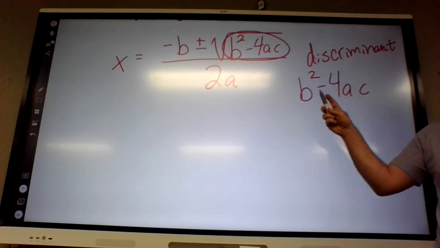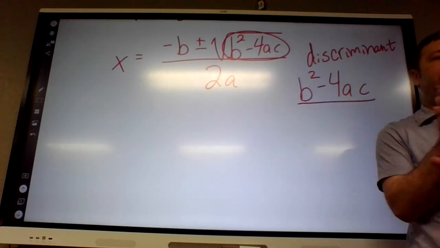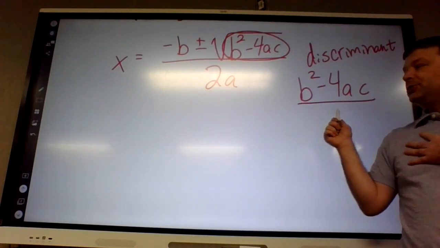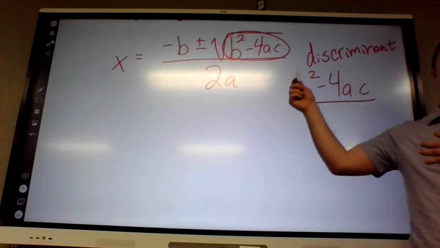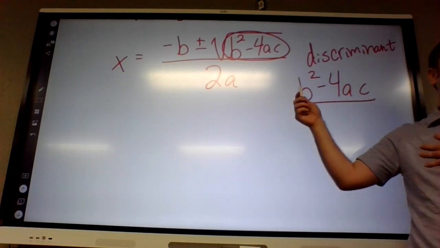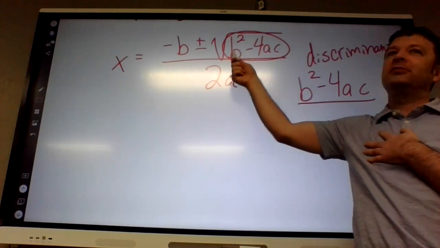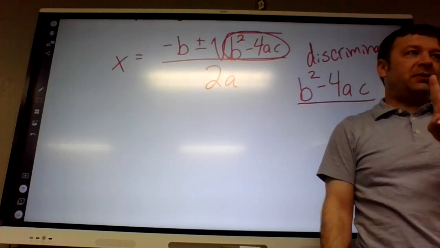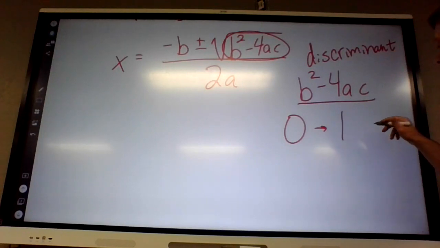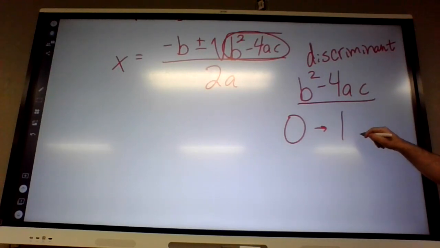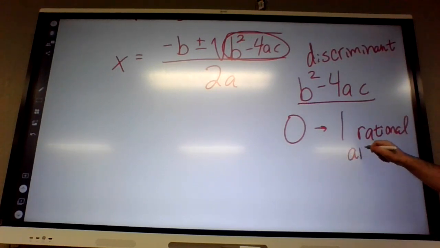Anyways, this is called a discriminant because it's going to decide what kind of answers you're going to get. So for example, yesterday on a couple of questions we did, this came out as 0 under the square root. You guys remember what happened if that came out as 0? It was one answer. We only got one answer. So you would get one rational answer if it comes out as 0.